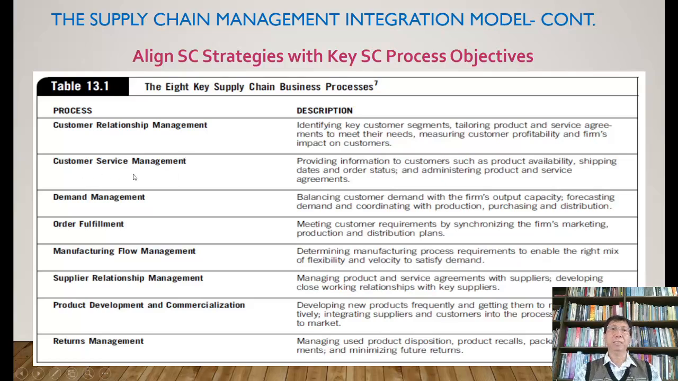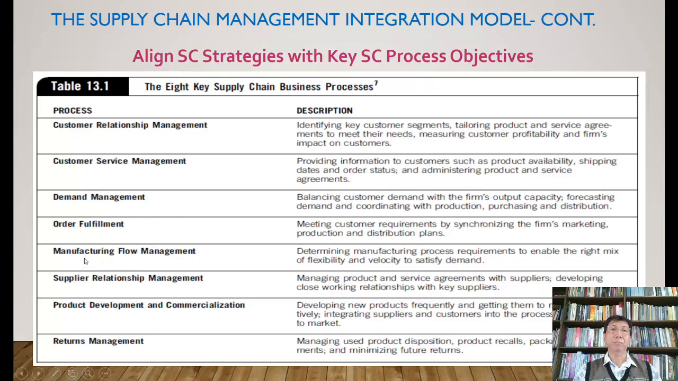Second, customer service management. What is customer service management? It's providing information to customers, such as product availability, shipping date, order status, and administering product service agreements. And the third is demand management. It is balancing customer requirements by synchronizing the firm's marketing, production, and distribution plans.